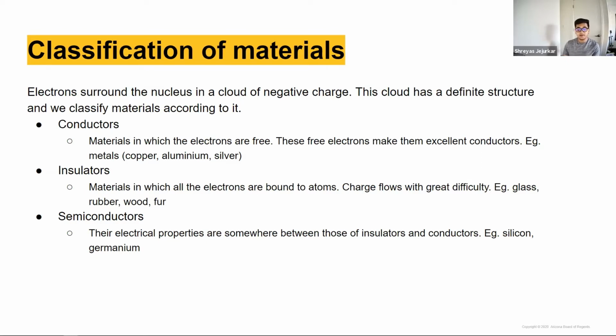Insulators are where the electrons are bound to the atoms and they don't move around as freely. So charge flows with great difficulty, if it does even flow. And examples of insulators are glass, rubber, wood, and fur. And semiconductors have electrical properties that are somewhere between insulators and conductors, like silicon and germanium. Now, in day-to-day life, you see these used in computer components and CPUs and stuff like that.